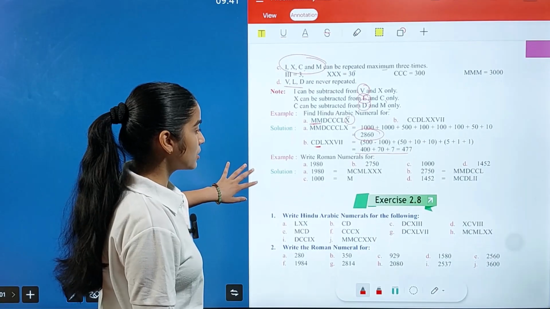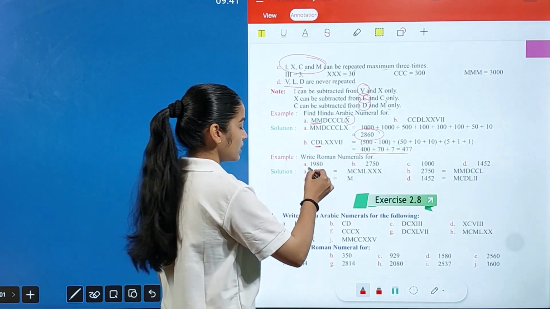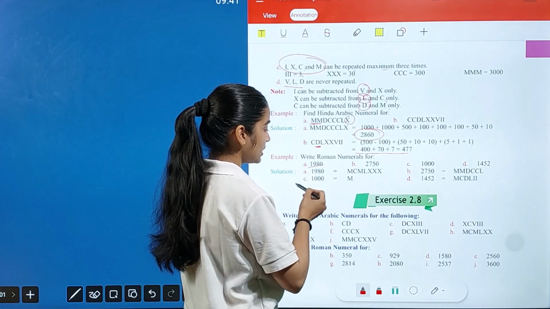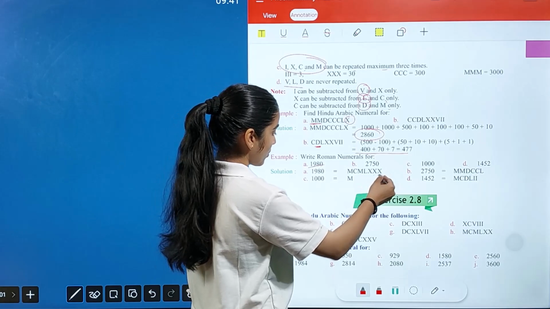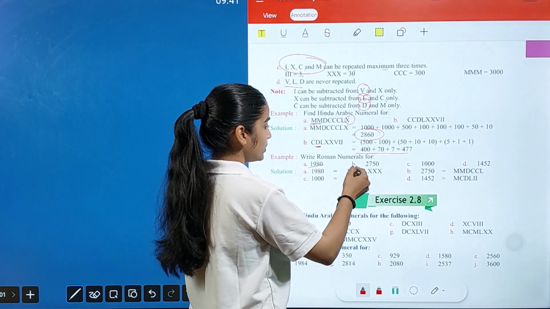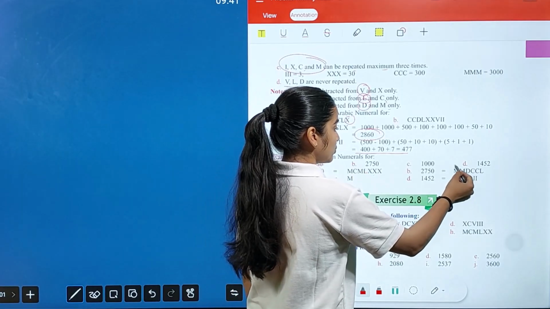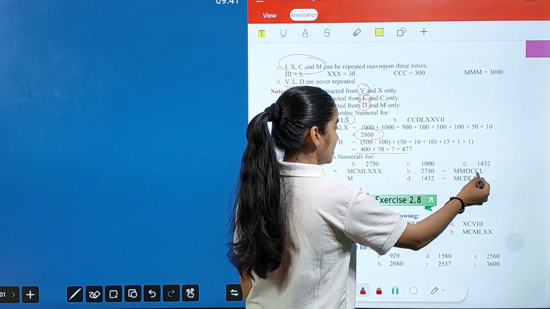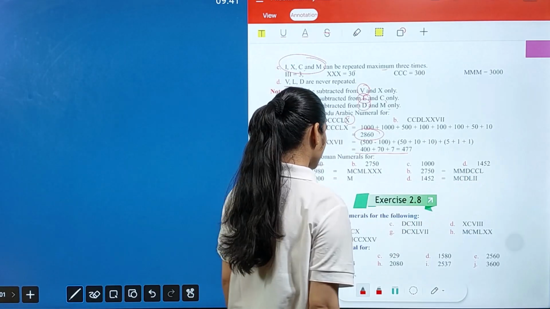Now write the Roman numbers for this. 1980. How can we write it? M, C, M, L, X, X, X. Okay. Now for 2750. M, M, D, C, C. So 2000 plus 500 plus 200 plus 50 will be your answer.